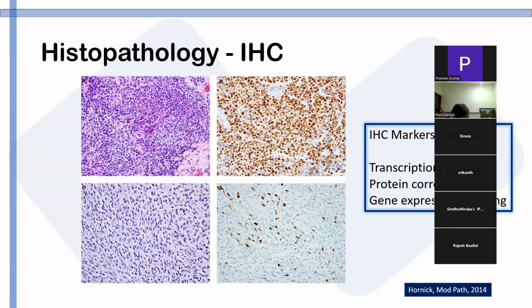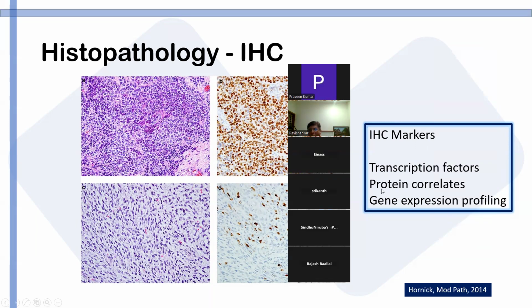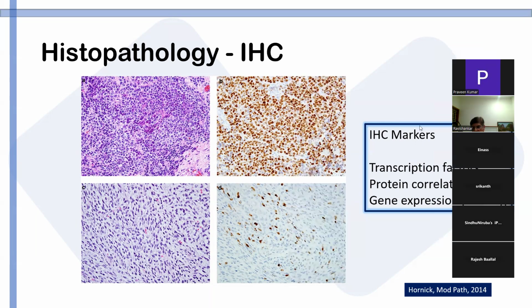But IHC markers are important for proper characterization, which again has an impact on the further treatment that you have, particularly non-surgical treatment that we use. This is something which I learned only recently when I read up for this talk. The IHC markers that we use are of three kinds. These look at transcription factors, protein correlates, gene expression profiling. I don't think it's important for you to know these things, but I found it interesting that these are the kinds of IHC markers that people use to get more information or classify more accurately the soft tissue tumors.